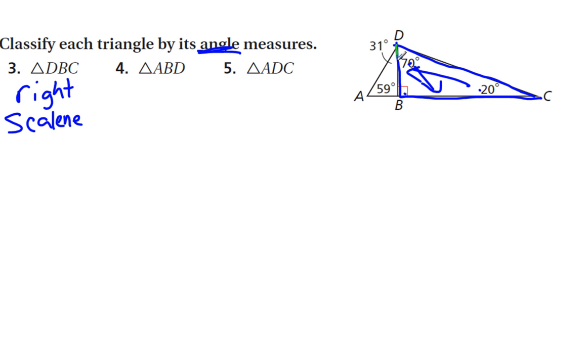Alright, ABD. It's this one over here. So we have 31 and 59. But we can recognize that these two angles right here will make a nice linear pair. So this will be right as well. And again, I guess they're all going to be the same way. Oh well. All the angles are different, so this is going to be scalene as well. And then ADC, the big old thing here.